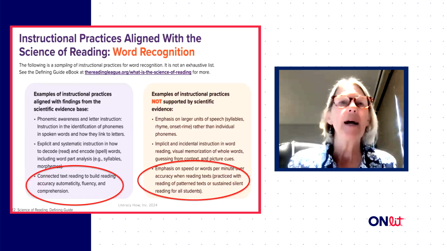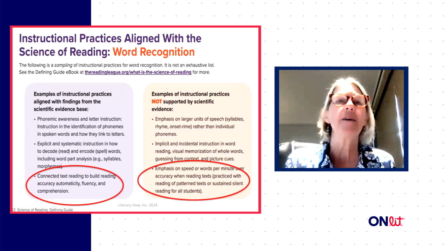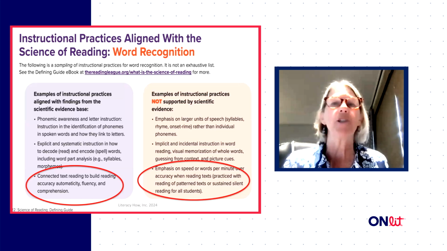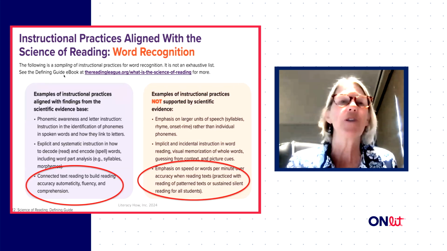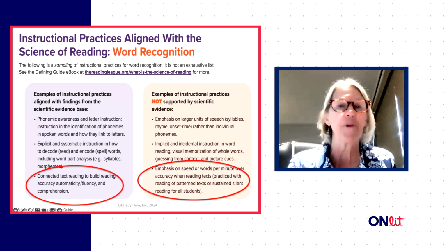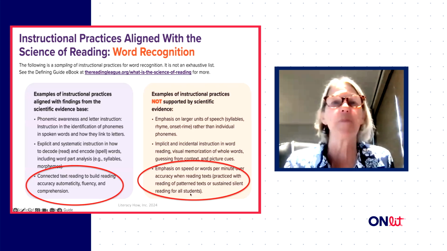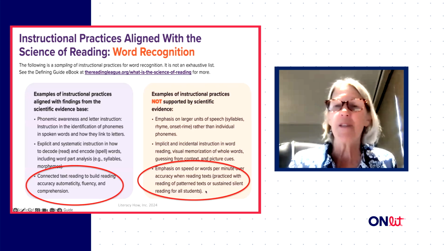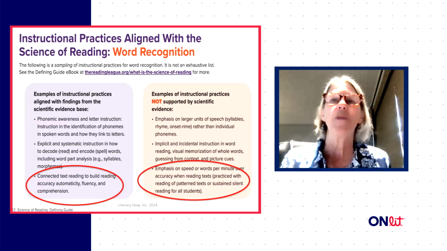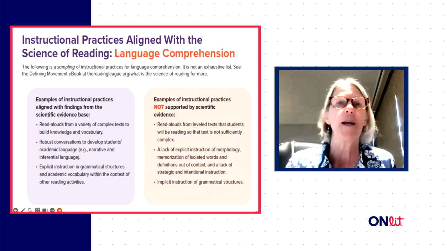And so if we go back to this idea of students that have word recognition difficulties, the Reading League published their defining guide a couple of years ago and gave examples of instructional practices that are aligned with the science. And certainly we know these students need to read connected text to build automaticity, fluency, and comprehension. And in here, by the way, is syntax, sentence comprehension, which we'll talk a lot about today. We do not emphasize speed or words per minute, right? And I will also go back to that idea. We don't want to do that. That's a practice not supported by evidence.